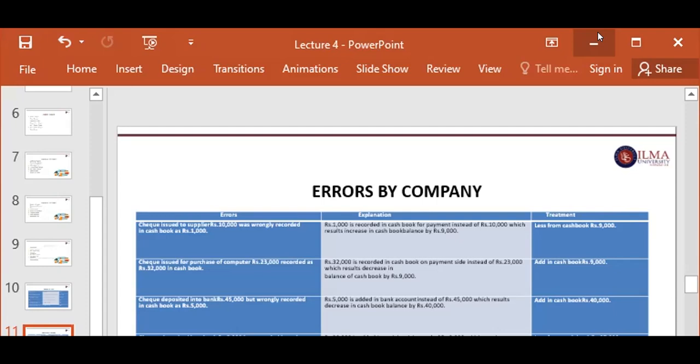Check deposited into bank rupees 3,000 but recorded in cash book as rupees 30,000. Rupees 30,000 is added in the cash book instead of 3,000, which results in an increase in balance by rupees 27,000. And this should be treated as less from cash book rupees 27,000.